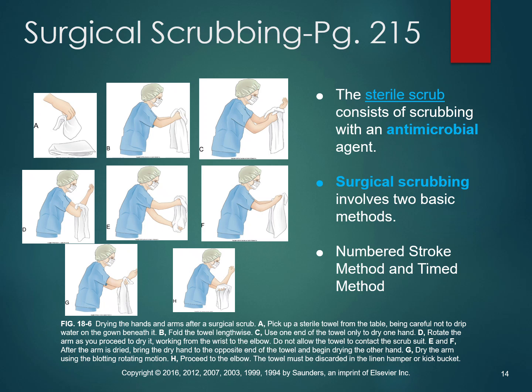And then after the arm is dry, bring the dry hand to the opposite end of the towel and begin drying the other hand. And you dry the arm using the blotting, rotating motion. You proceed to the elbow again, and then the towel must be discarded in the linen hamper or kick bucket. So in addition to the actual scrubbing of the hands, there's a proper way then for also drying the hands as well.